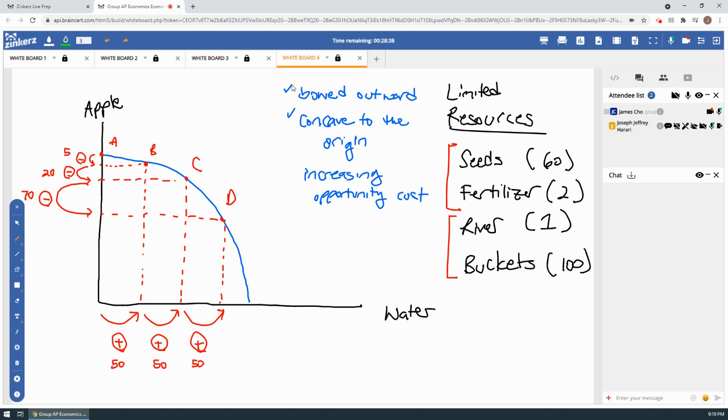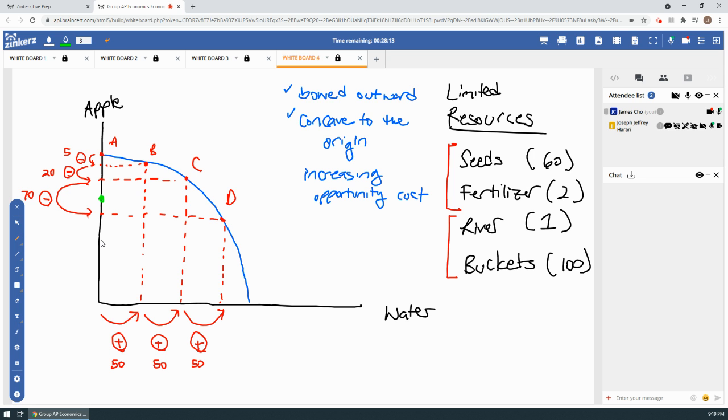So here, at point A, because I'm on the PPF, I used all my seeds and fertilizer, and I used all my river and buckets. It has to be that way. So how did you use your rivers and buckets? You're only using the seed and fertilizers somehow. So the river and the buckets really don't help my apple production all that much, but I have to use it. Because if I don't, I'll be up somewhere on the inside of my PPF.